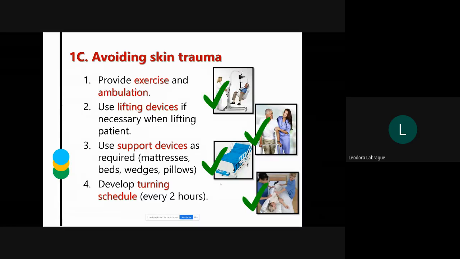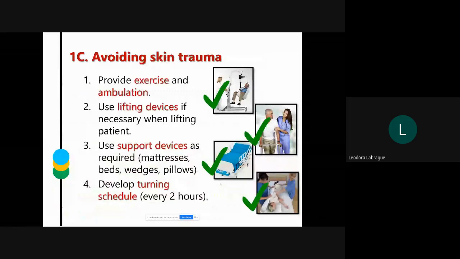And the last, this is very important: turning schedule, which means you turn your patient either on the right side lateral or on the left side lateral every 2 hours. Again, every 2 hours. If you are the nurse on duty in the hospital, and you have a patient who is comatose or unconscious, you need to move your patient to the right and to the left every 2 hours. And the purpose of turning the patient is to avoid pressure on the pressure points in the back and to prevent pressure ulcer.